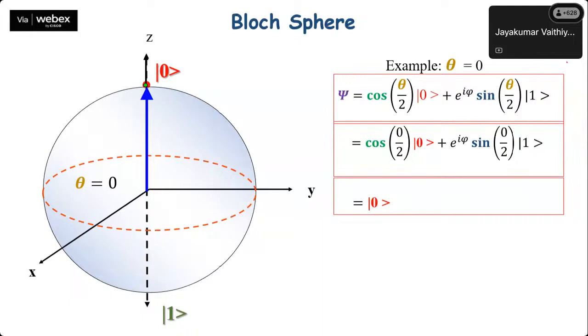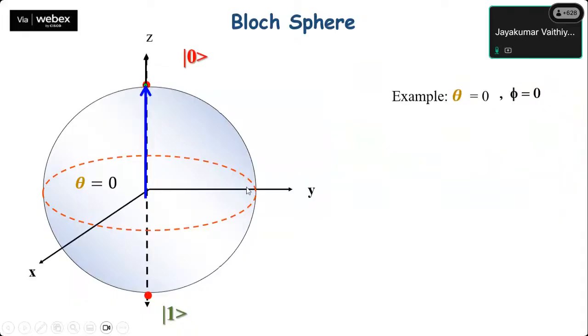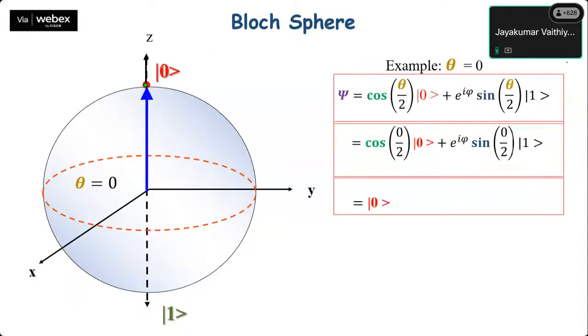Very good. So this gate denotes the identity gate. What it means is, if you apply d equal to 0, the quantum state remains as it is.